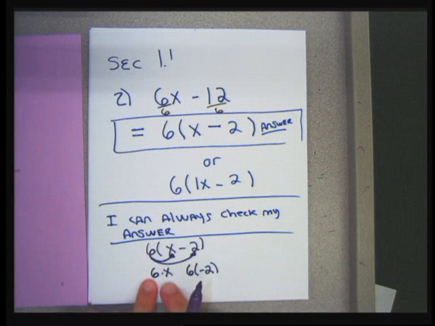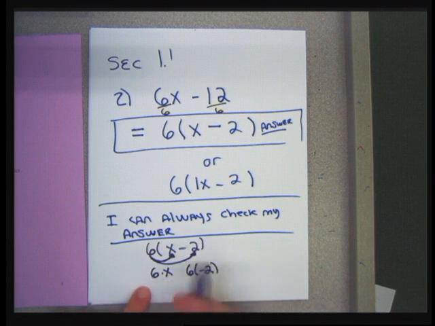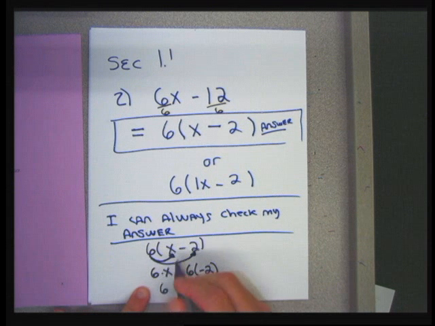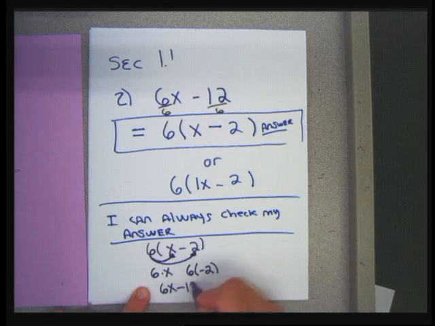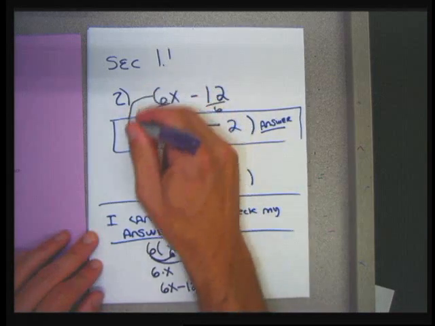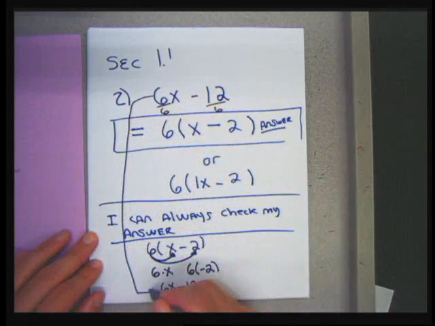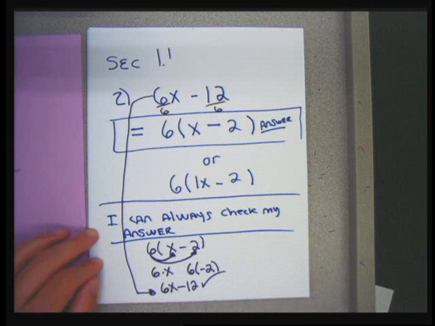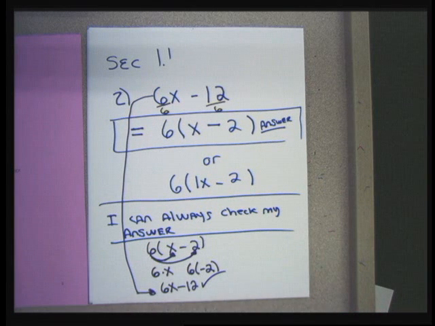For the 6 times x, I really can't multiply them. The best I can do is show that they're being multiplied by writing them next to each other. I really don't need the times sign, so I'm just going to leave the 6 and the x next to each other. And the 6 times the minus 2 is a minus 12. If I look at the original problem, and I look at what I get when I multiplied it out, it's exactly the same, so it's properly checked.